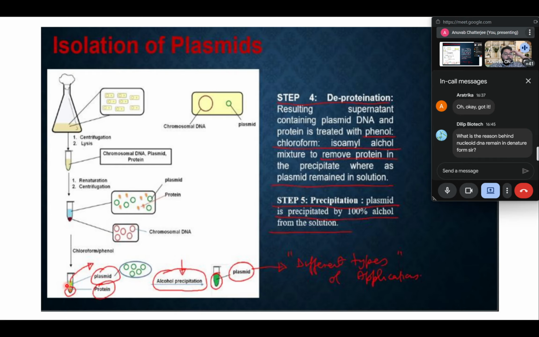Yes, Dilip is asking what is the reason behind nucleoid DNA remaining in denatured form. So I believe you mean nucleic DNA, but here we do not have nucleic DNA because it is a prokaryotic cell. I understand that you mean genomic DNA, which is the bigger DNA that codes for most of whatever the cell needs. The answer is really in that only.